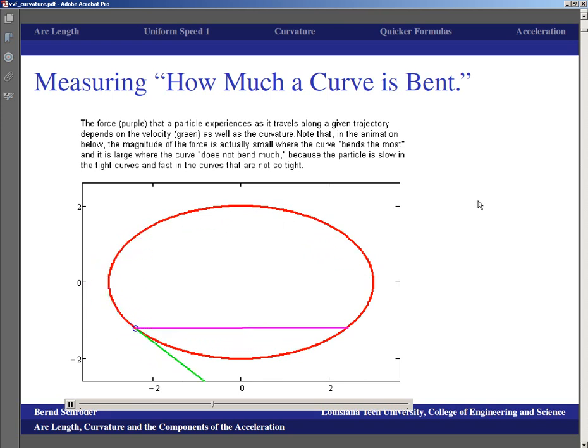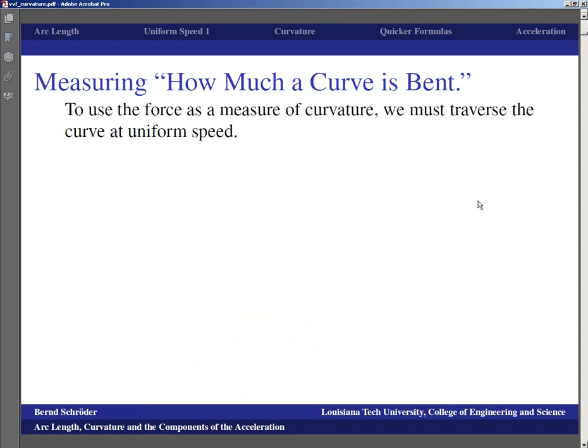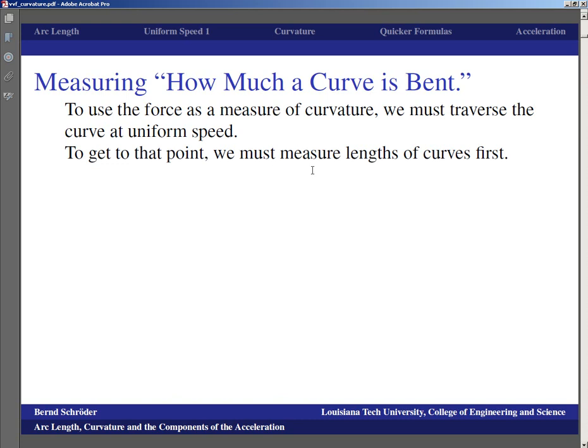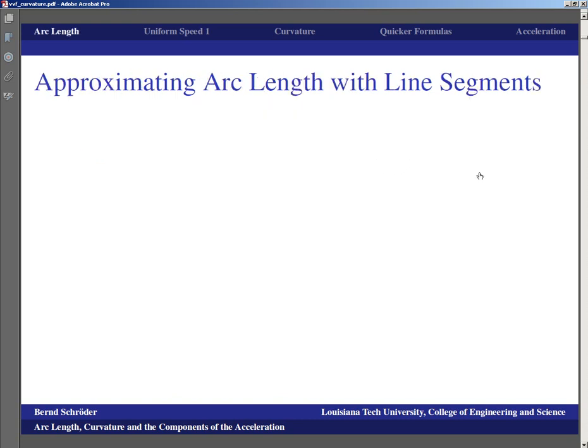So if we wanted to use the force or the acceleration that acts on the object as a measure of the curvature, we must traverse the curve at uniform speed. And because we want to talk about arbitrary curves, we can't just talk about uniform angular speed. We really need to make the speed uniform. And to get to that point, the first thing that we must measure are lengths of curves.